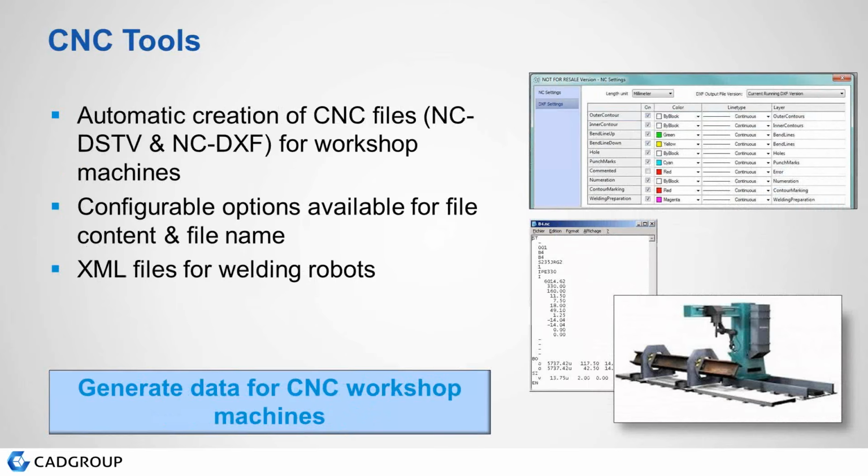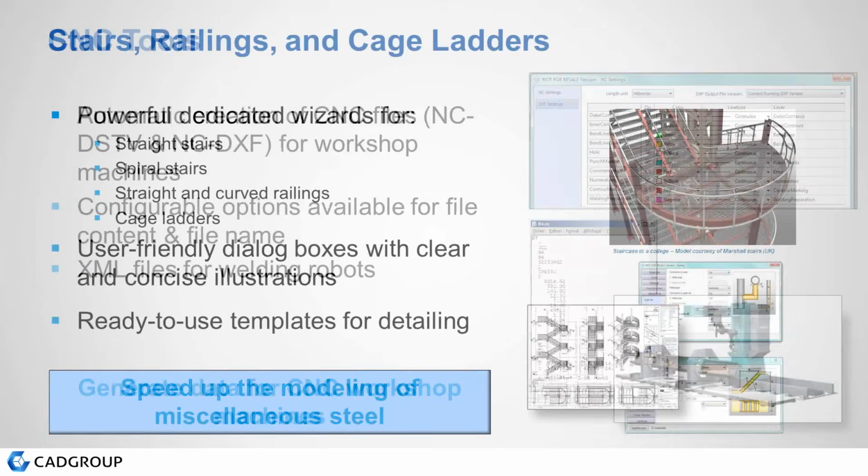CNC Tools also provides you support for NC and DSTV files, with configurable options available for file and content naming, and XML files for vending robots as well. So you can quickly generate your CNC workshop files within no time from your live model.